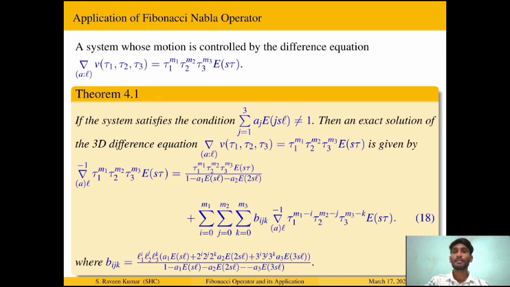Application of Fibonacci-Nabla operators. A system whose motion is controlled by the difference equation nabla of v of tau 1, tau 2, tau 3 is equal to tau 1 power m1, tau 2 power m2, tau 3 power m3 e of s tau. Theorem 4.1, if the system satisfies the condition summation j equal to 1 to 3 aj e of j into s into l not equal to 1, then an exact solution of the three-dimensional difference equation nabla of A of l v of tau 1, tau 2, tau 3 is equal to tau 1 power m1, tau 2 power m2, tau 3 power m3 e of s tau is given by equation 18.